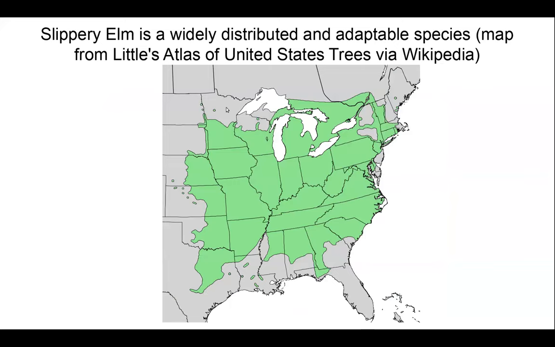So slippery elm, I'd say, is also widely distributed and adaptable, but less so than American elm. And likes limestone, likes neutral to higher pH kind of clays and things like that. Notice it's absent from the Adirondacks. It's a smaller range, but still quite an extensive range. It's still considered a pretty common tree. And it's often in our region found with sugar maple.